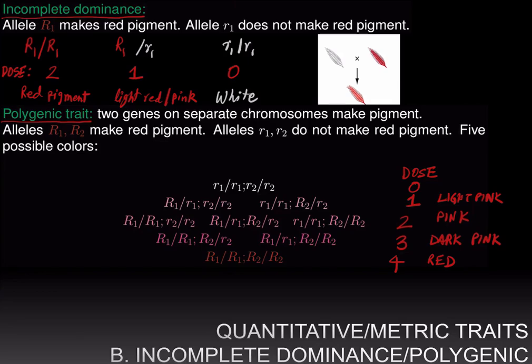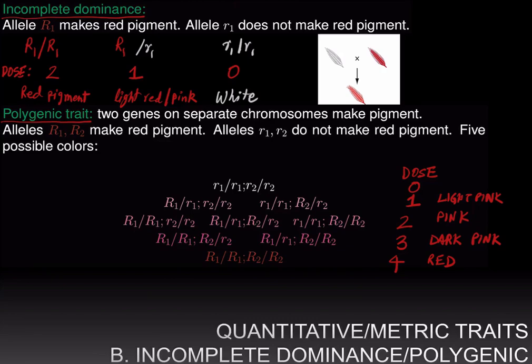So with incomplete dominance and just a single gene, we had 3 levels or 3 gradations, and now with 2 genes we have 5 levels or 5 shades or 5 gradations of the trait. And it's easy to see that as you increase the number of genes that contribute to the phenotype, you will get more and more gradations, and it will appear as if the trait varies in a continuous manner.